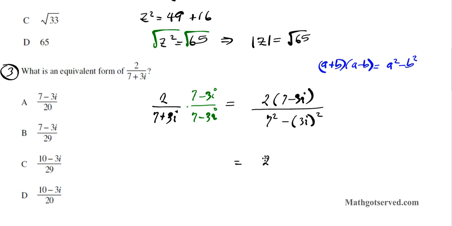Let's leave the 2 outside. We might be able to divide the resulting number in the denominator by 2, so let's leave 2 undistributed, and then leave the numerator expression like this. And in the denominator, 7 squared is 49.